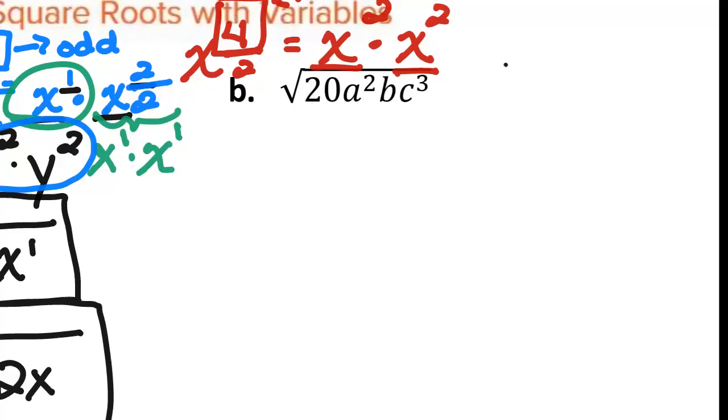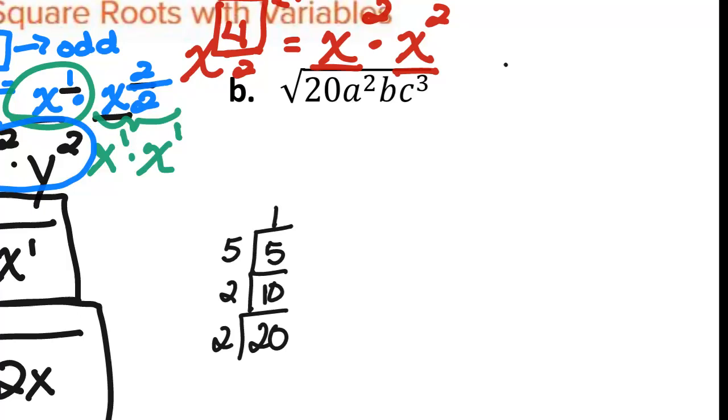All right. First of all, let's deal with 20. 20 is an even number, so divide by 2. You get 10. 10 is even. Divide by 2. You get 5. 5 is not even, but it is divisible by 5, and you get 1. So my square root of 20 is 2 times 2 times 5.